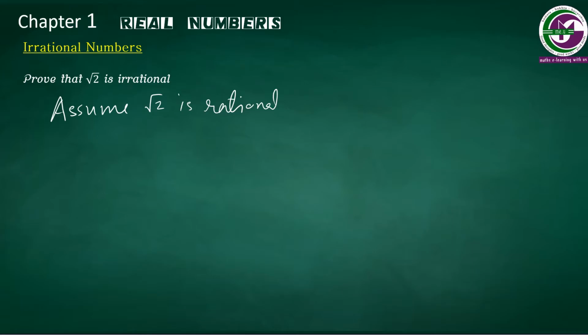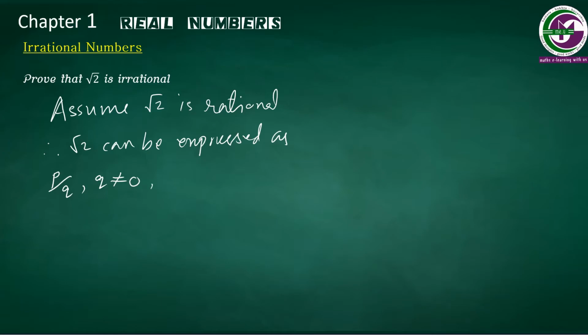Now, what is the definition of a rational number? Any rational number can be written in the form of P by Q. Therefore, root 2 can be expressed as P by Q, Q not equal to 0. The denominator of any fraction should not be equal to 0 because division by 0 is not defined. P by Q, Q not equal to 0, and P and Q are co-prime.